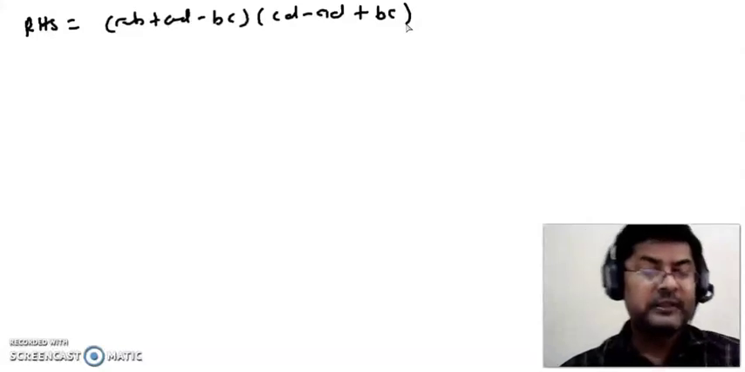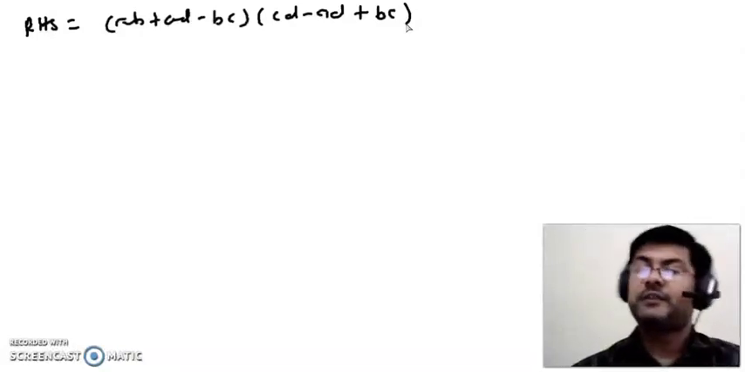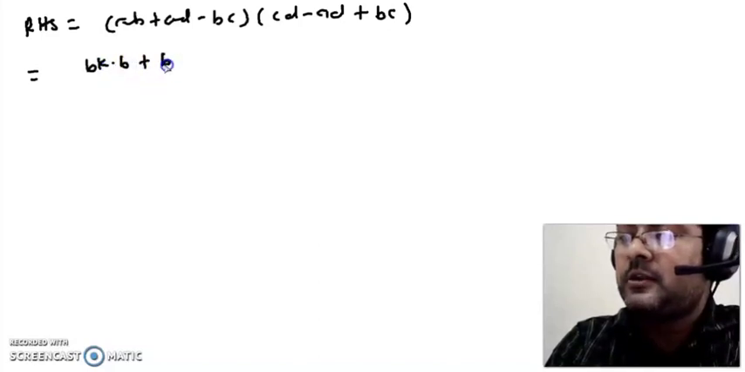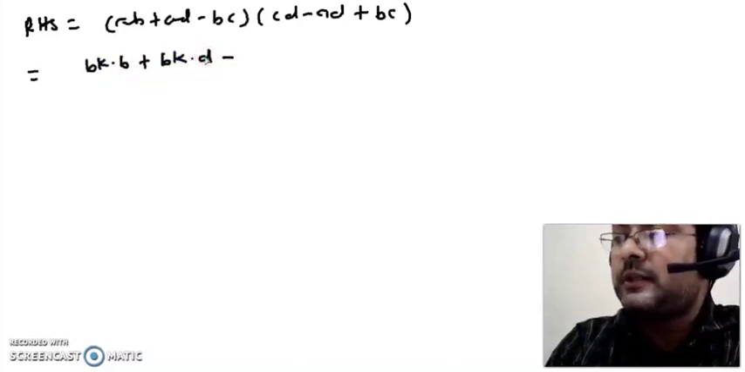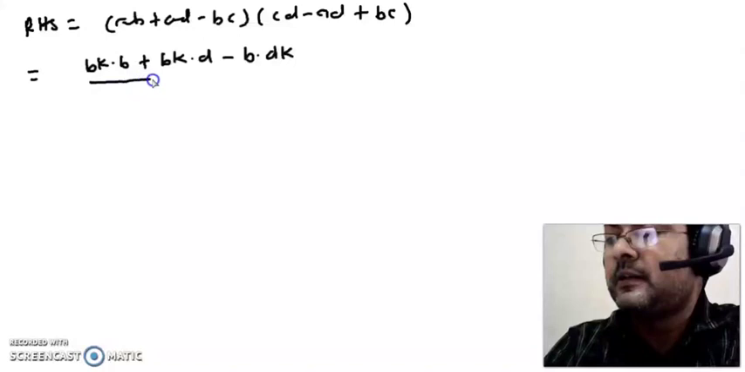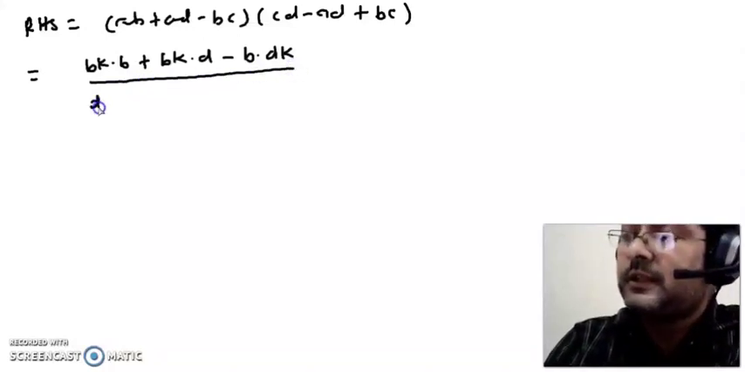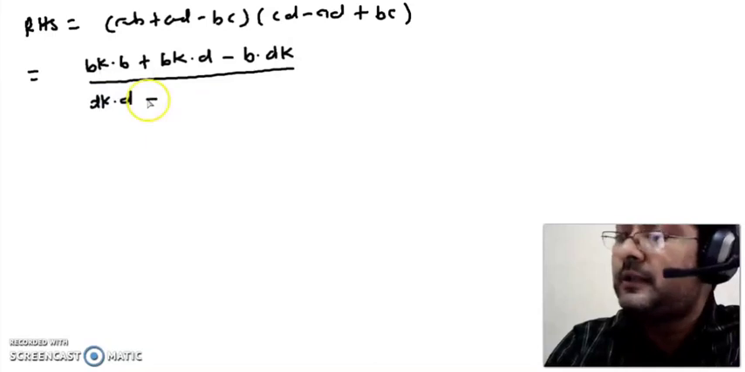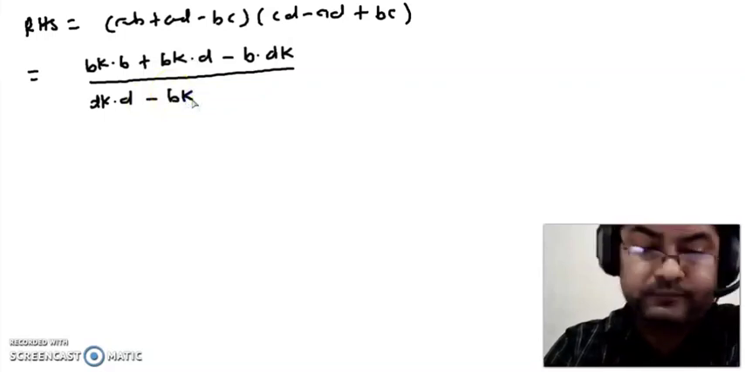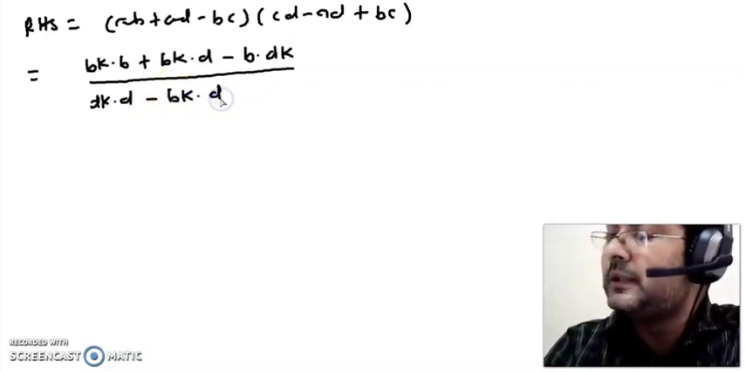The value of A is BK and the value of C is DK. So for A we can put BK into B plus BK into D minus B, and the value of C is DK, upon DK into D minus AD. AD is BK into D plus B into DK.